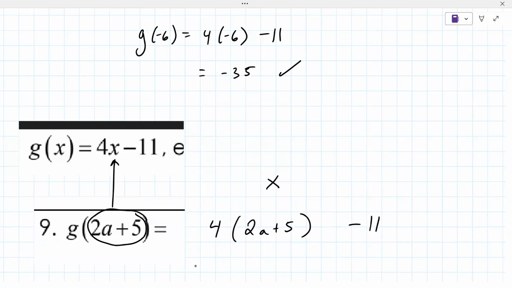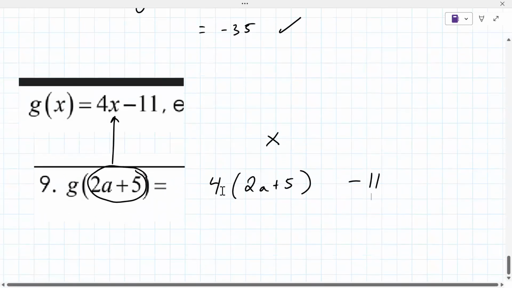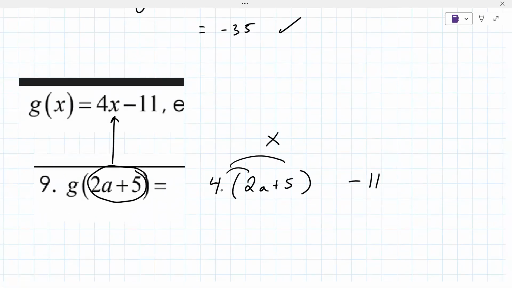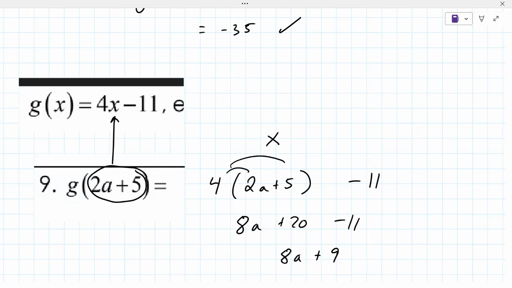In this case, you're simplifying. Solving is when there's an equal sign. You're going to distribute the 4 in here: 8a plus 20 minus 11, so 8a plus 9. All right, I'll just stop there.